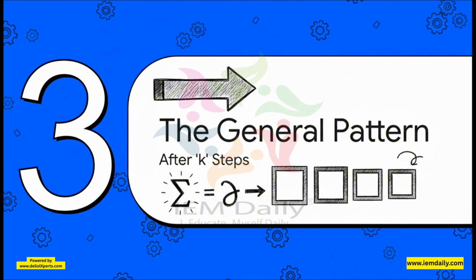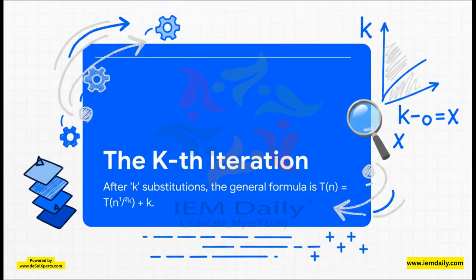Okay, this is great. We definitely see a pattern, but we can't just sit here substituting all day. The next logical move is to generalize this into a single formula that'll work for any number of steps. Let's just call the number of steps k. And this is what that general formula looks like. After k times through this loop, our recurrence is T of n equals T of n to the power of 1 over 2 to the k, plus k. This is the key. The number of steps k is showing up in 2 places.